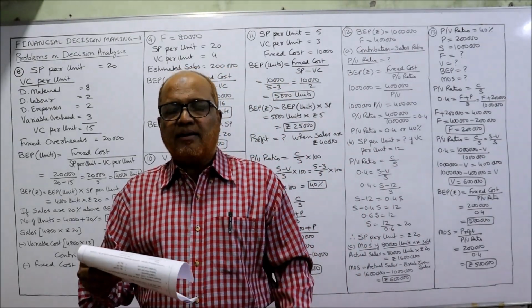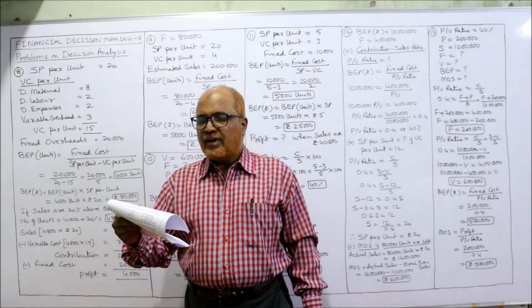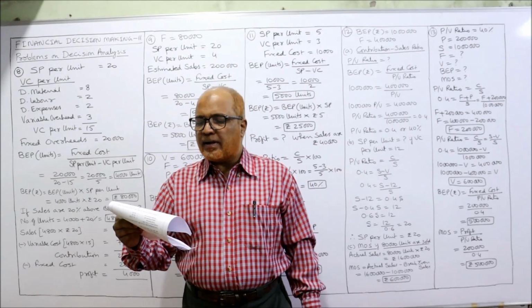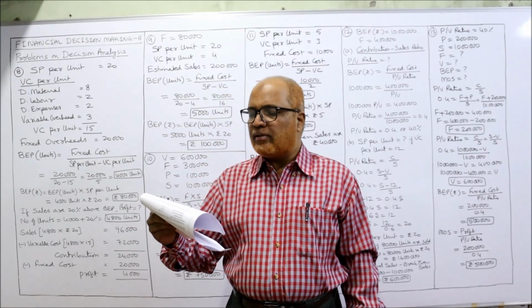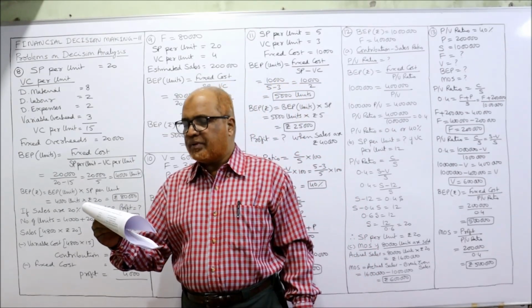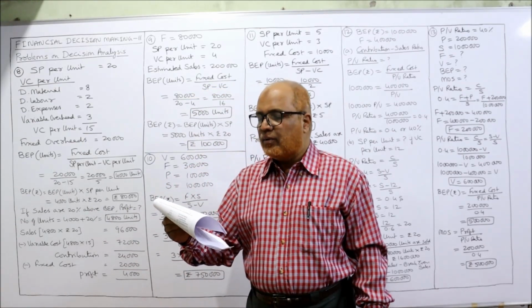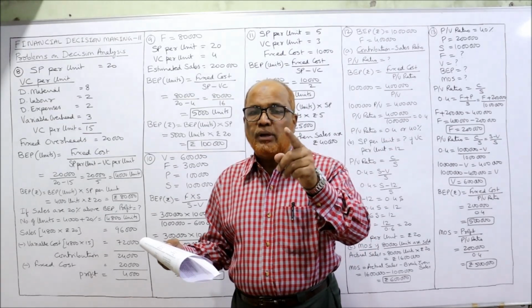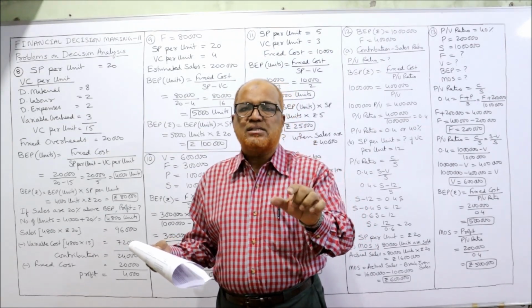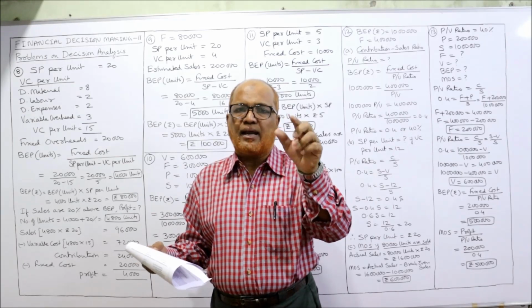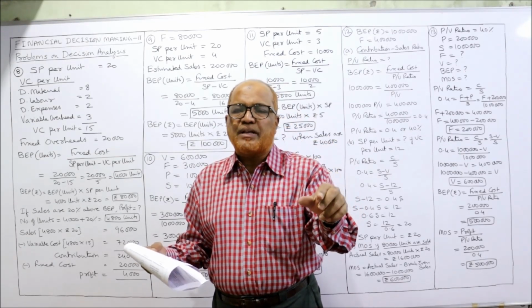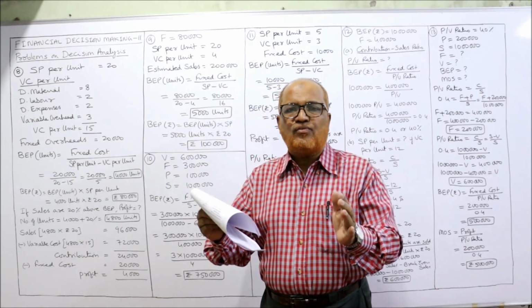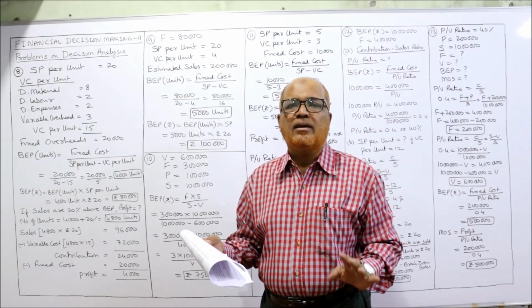From the following data, calculate the break-even point. We are given the information: selling price per unit 20 rupees, direct material cost per unit 8 rupees, direct labor cost per unit 2 rupees, direct expenses per unit 2 rupees, variable overhead per unit 3 rupees. See here, variable cost is not given in the problem. You have to remember, variable cost consists of direct material, direct labor, direct expenses and variable overhead. If you add up all these 4 items, you will get the variable cost per unit.